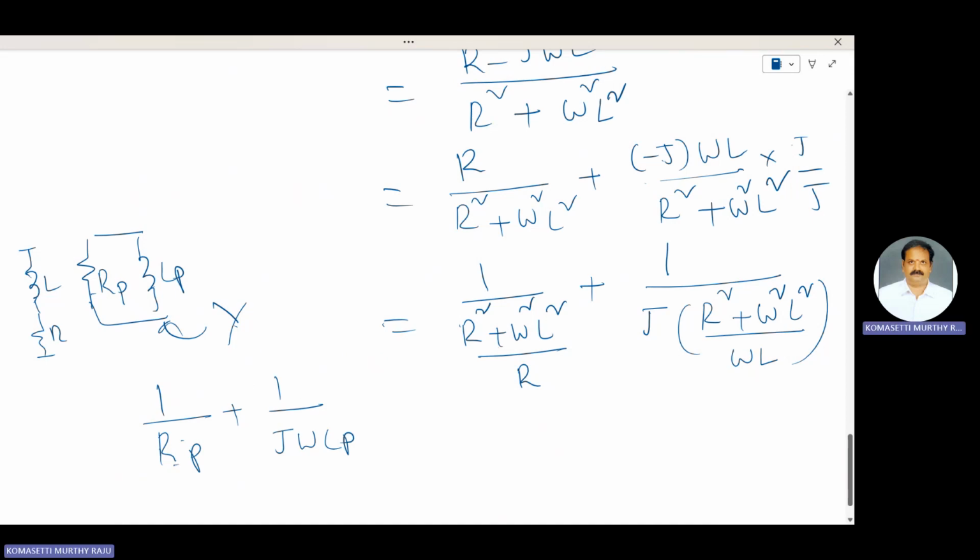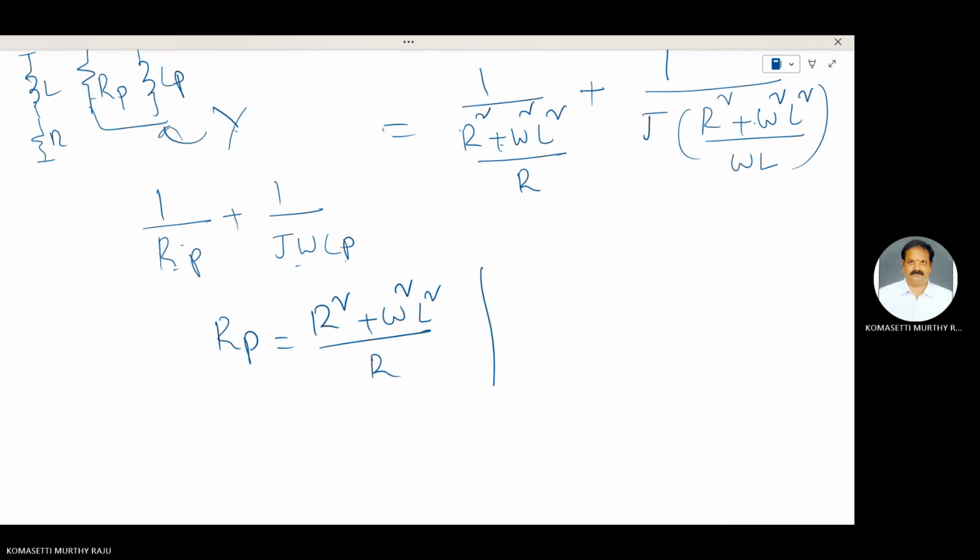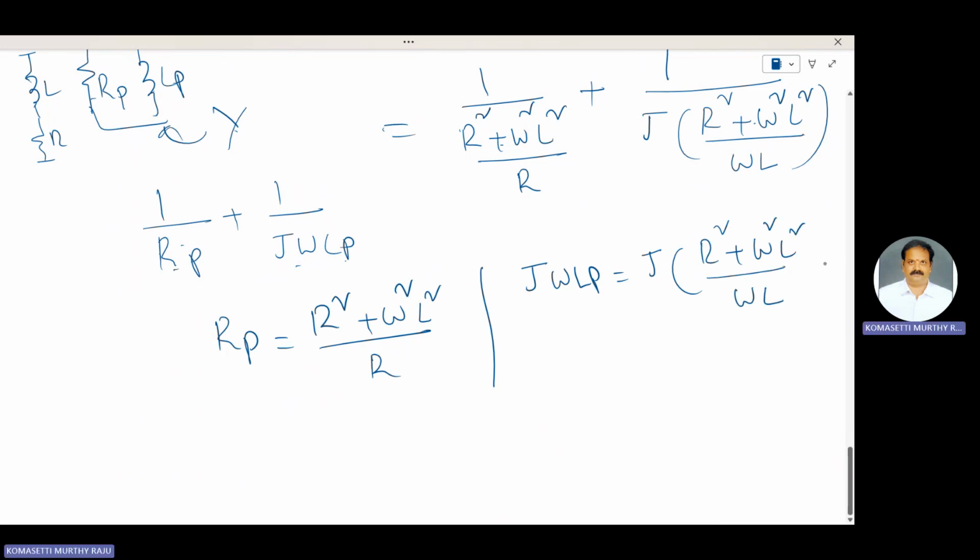Equating these two, RP is equal to this one, and j omega LP is equal to this one. Therefore, RP is equal to R square plus omega square L square by R. j omega LP is equal to j into R square plus omega square L square by omega L.